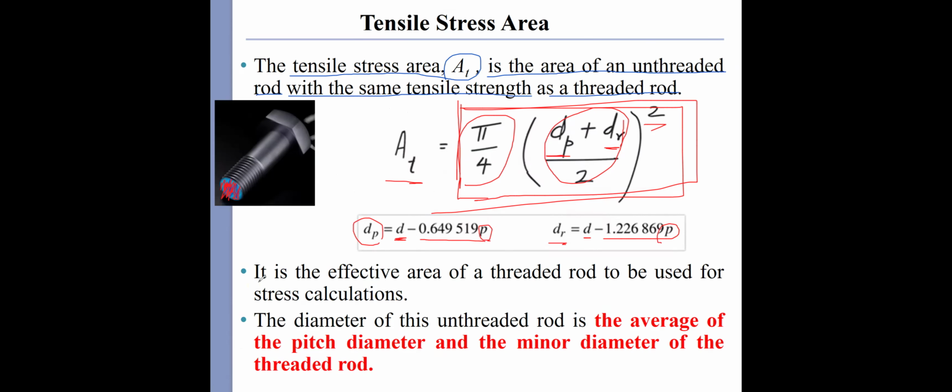This tensile stress area AT is the effective area of a threaded rod to be used for stress calculations. The diameter of the unthreaded rod is the average of the pitch diameter and the minor diameter of the threaded rod.